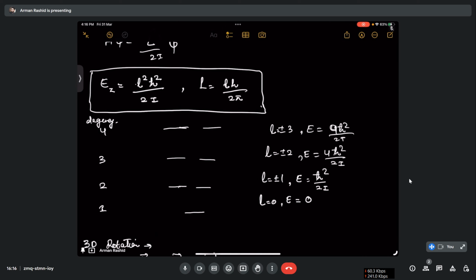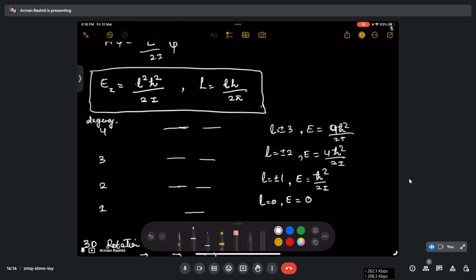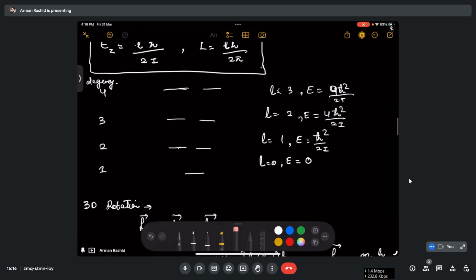Sorry, I made a mistake here. The L can only have positive values. It can be positive integer values, but ml can have both positive as well as negative values.